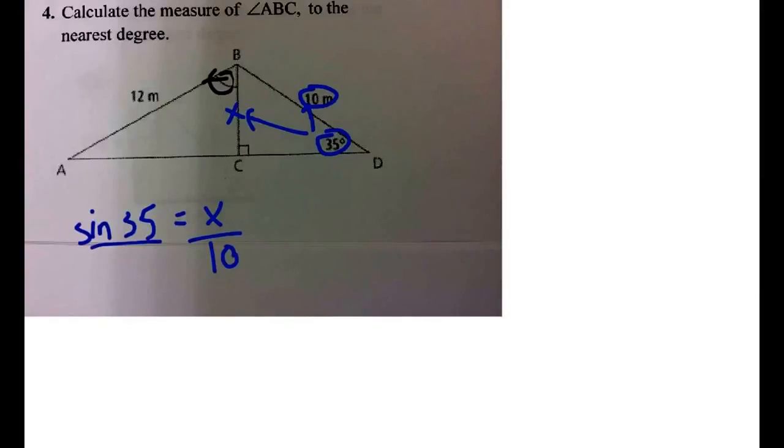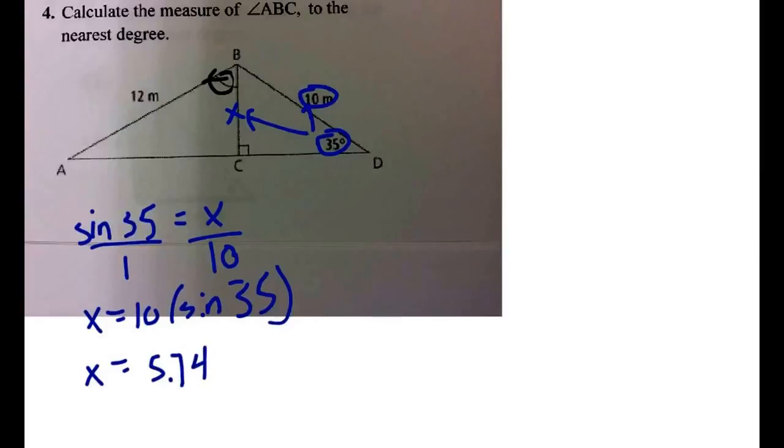Okay, let's cross multiply. So we get X equals 10 times sine 35. Do that on your calculator. So 10 times sine 35 is 5.74 if we round it off. Let's keep our decimals accurate for the time being. So we know now that this side that's connecting the two triangles is 5.74.